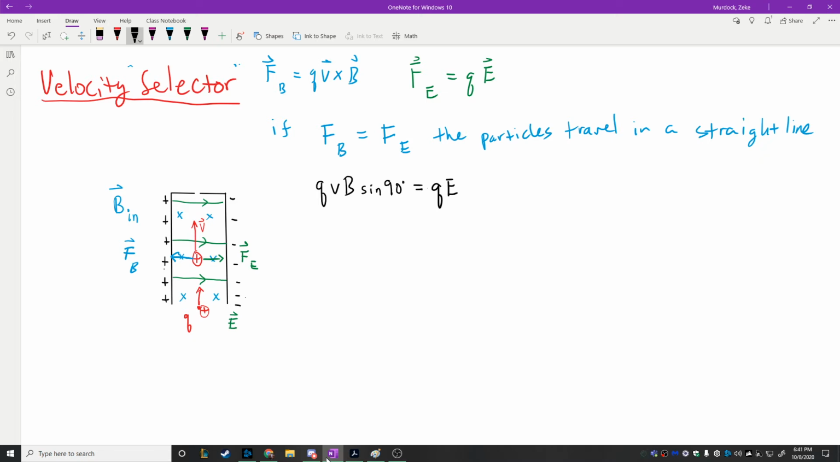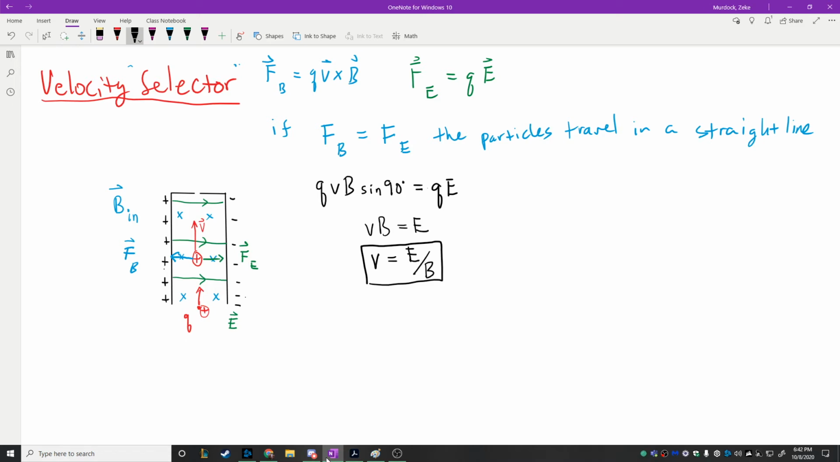Sine 90 is 1, and what we end up getting is just velocity times magnetic field equals the electric field magnitude. And then we can say that the velocity of all of these particles that get selected out of our selector is going to be the electric field magnitude divided by the magnetic field magnitude. And that's an interesting relationship. It shows us that the units of the electric field divided by the magnetic field give us a velocity, which is maybe surprising to some extent. You could have worked it out with the units yourself, but I don't know if it would have been something you would have guessed to begin with, right? That electric field units divided by magnetic field give you velocity, but there we go.